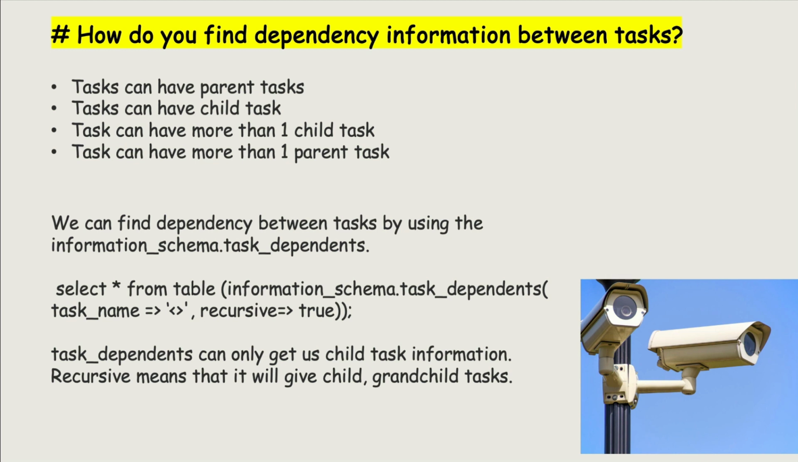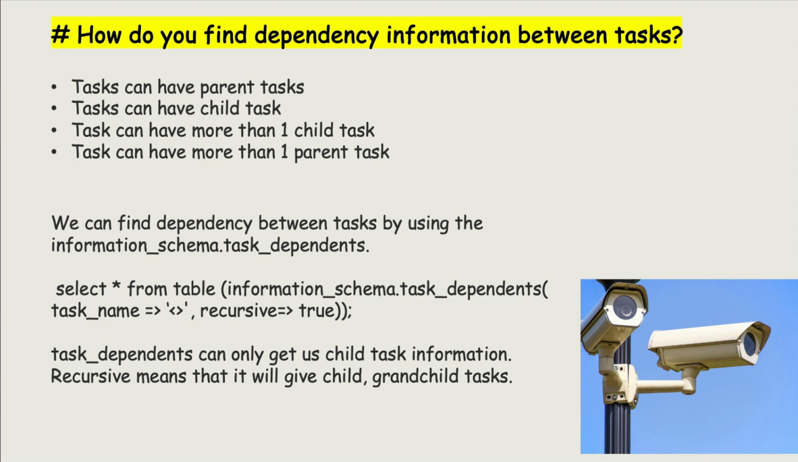With the help of this function, we can find child information of all tasks. Finally, we need to talk about the word recursive, as you can see on your screen, and what recursive equal to true means. When we say recursive equal to true, the output has child tasks, grandchild task information, and it continues to show child tasks till it gets to the end of the tree of tasks.